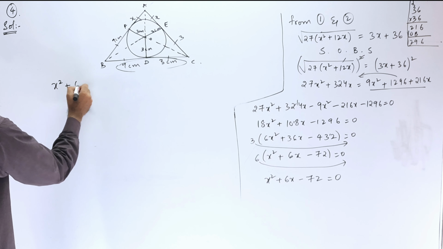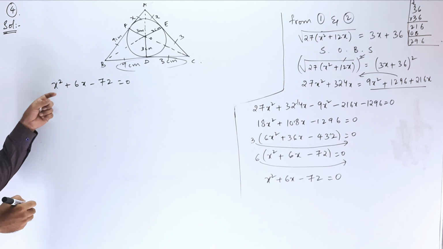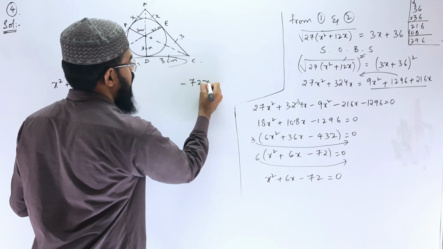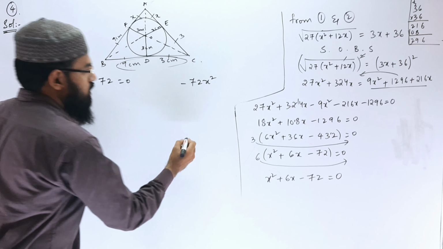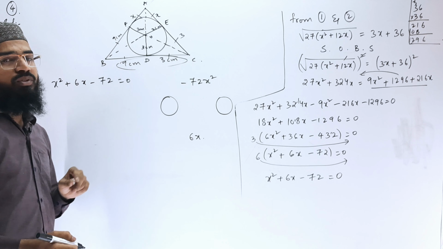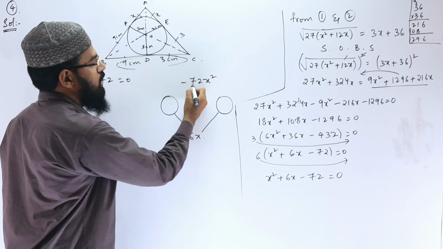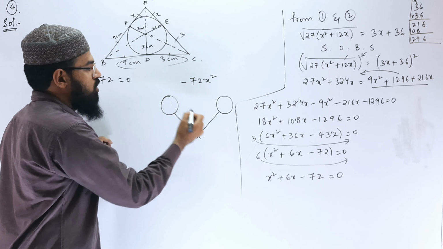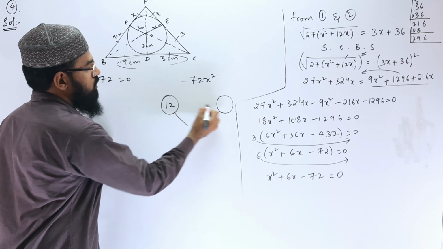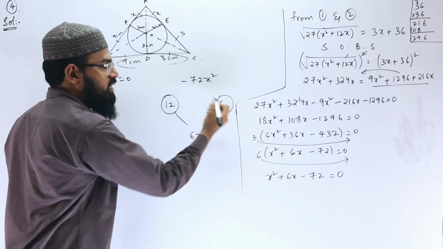x square plus 6x minus 72. To factorize, first multiply the first term with the last. We will get minus 72x square. So the middle term is 6x. Now we need two terms such that if we multiply them, we should get 72, and if we add or subtract, we should get 6x. So that will be 12 and 6. 12 times 6 is 72. 12 minus 6 is 6.